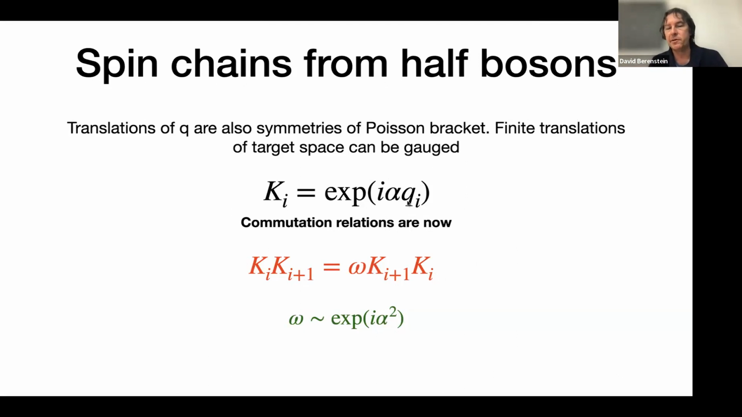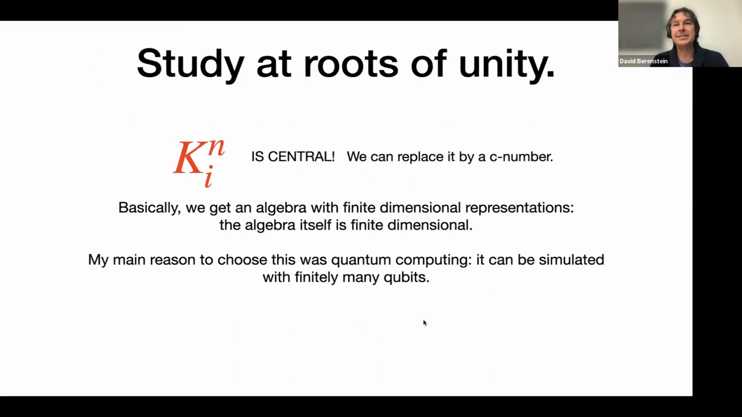I went from an algebra of the Q's to a different algebra of the K's, where the K's are built to be automatically gauge invariant under some discrete translations of the Q variables. And the Q's, remember, are targets, to be thought of as target space. Once you have this omega, I'm going to require by hand that it's a root of unity. Okay. This is, at this point, ad hoc, except that I wanted to do quantum computing.